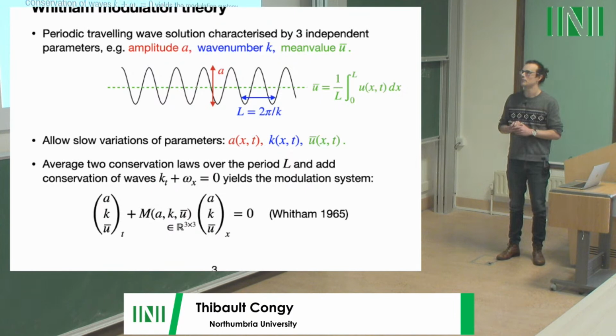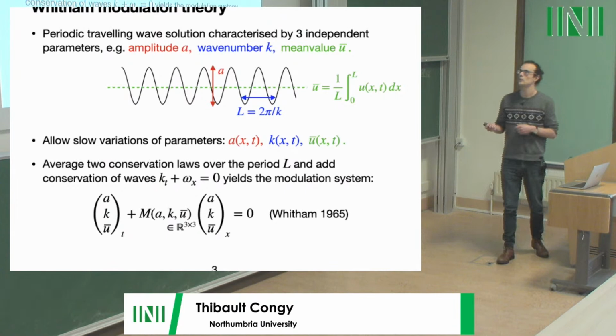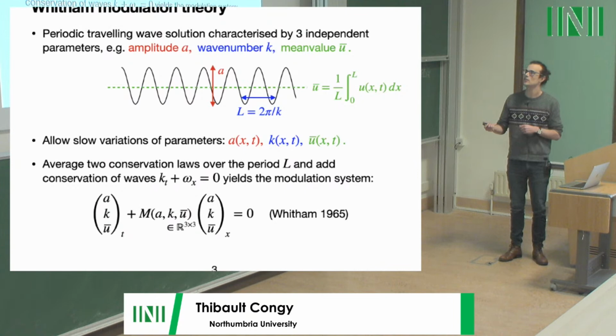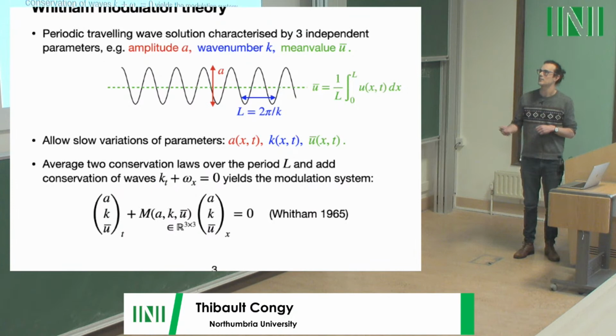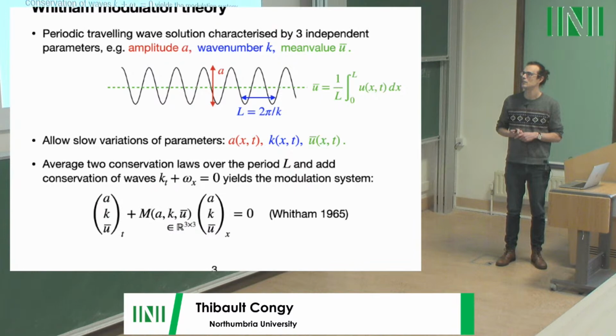To obtain this slow dynamics, there are many different ways to do it. I would say the historic or classical way is to average conservation laws. Since you have three parameters, you will need three equations. Actually, it's simpler than that. You just need to average two conservation laws of your dynamics. And then you add the so-called conservation of waves that is always valid, where k is the wave number and omega is the nonlinear dispersion relation for your periodic wave. This way, you obtain three modulation equations. So you obtain this system.